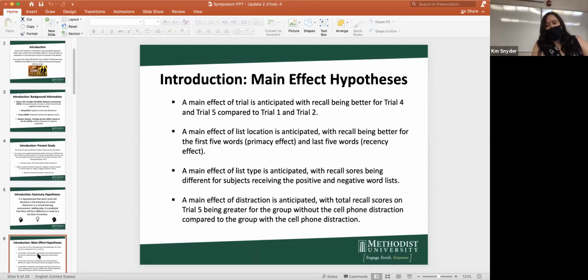A main effect of trial is anticipated, with recall being better for trial 4 and trial 5 compared to trial 1 and trial 2. A main effect of list location is anticipated as well, with recall being better for the first 5 words, or a primacy effect, and last 5 words, a recency effect. A main effect of list type is anticipated, with recall scores being different for subjects receiving the positive word list than the negative word list. A main effect of distraction is also anticipated, with total recall scores on trial 5 being greater for the group without the cell phone distraction compared to the group with the cell phone distraction.